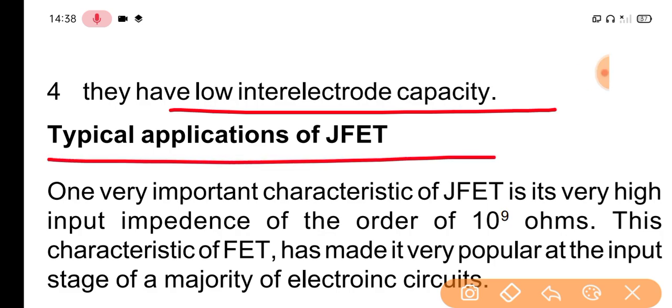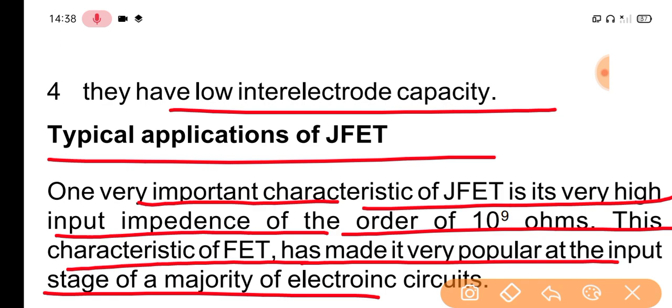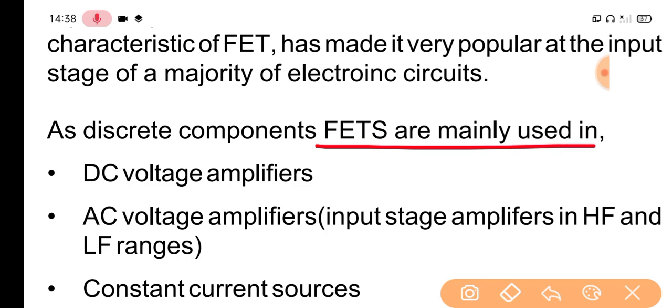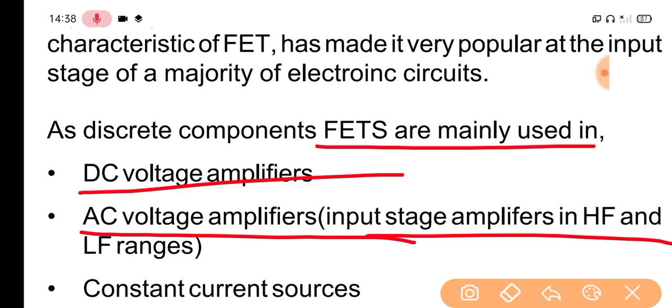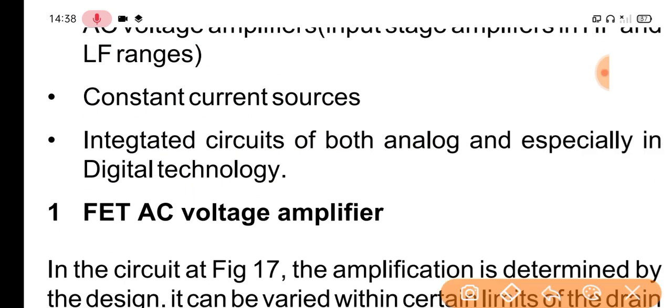One very important characteristic of JFET is its very high input impedance, of the order of 10 to the power 9 ohms. This characteristic of JFET has made it very proper for the input stage of a majority of electronic circuits. As discrete components, FETs are mainly used as DC voltage amplifier, AC voltage amplifier, input stage amplifier in HF and VHF range, constant current source, and in integrated circuits of both analog and specifically digital technology.